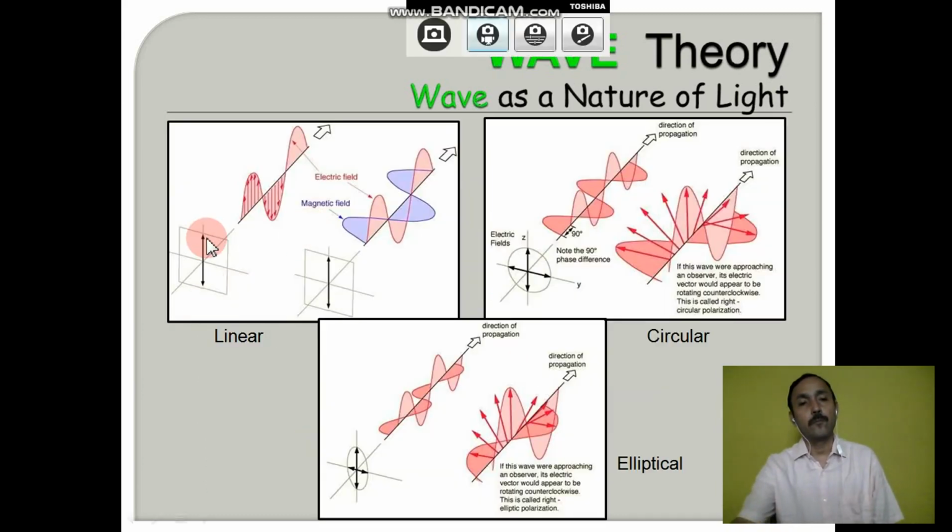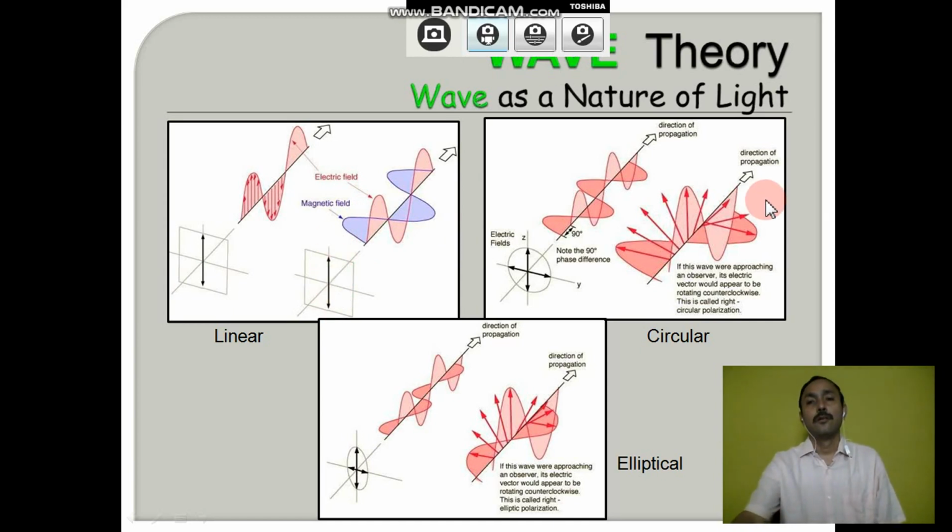This is the figure of the light waves vibrating along this direction. This is the linear polarization. Again, light wave is due to the electric field vibrations. So when the electric field is along this direction, this is the direction of vibration.